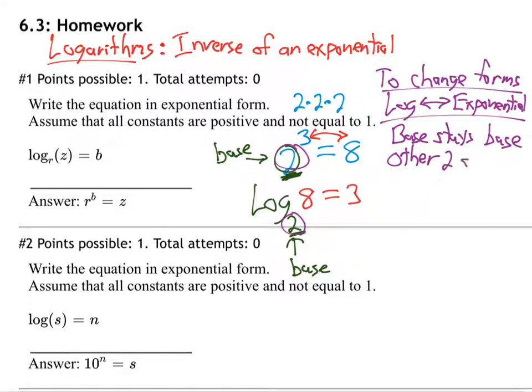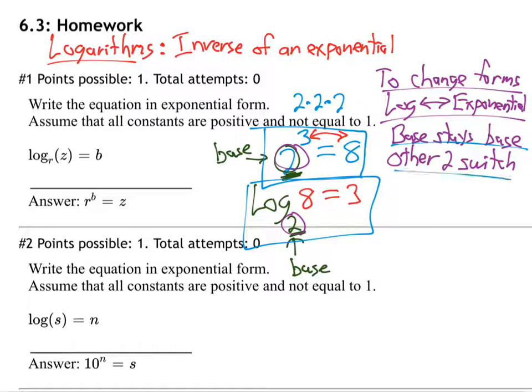The other two switch because they invert, because it's an inverse function. Remember how with inverse functions, we always switch x and y? Well, logarithms and exponentials are inverse functions. So if you have something that's an exponential, and then you change it to a log, all you do is the base stays the base, and then the other two switch. And you're saying the same thing in two different languages.